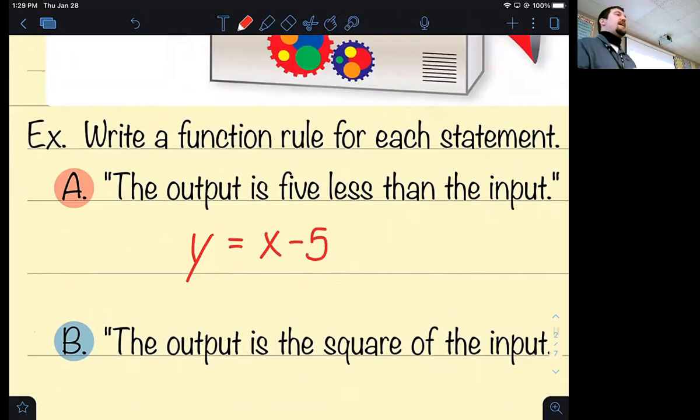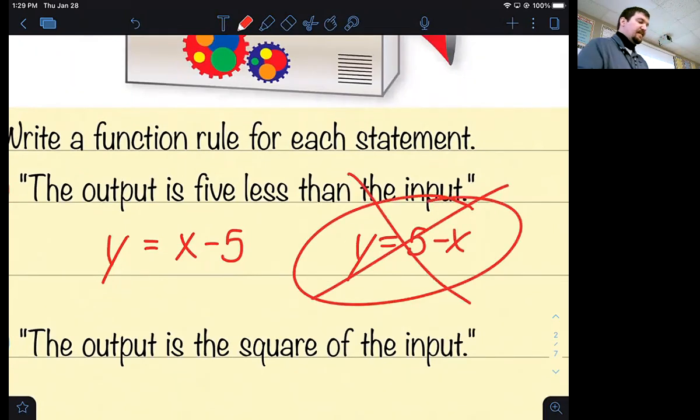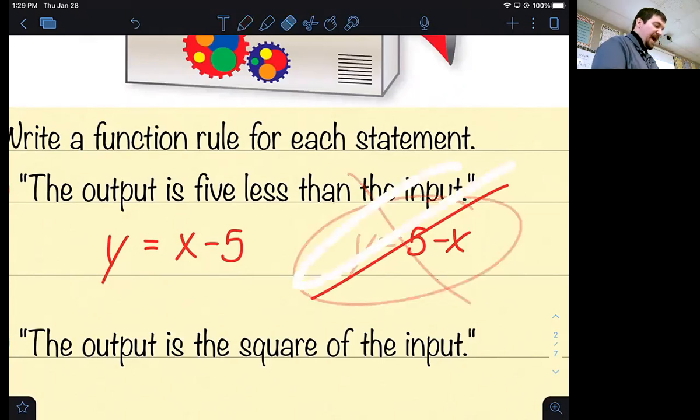That is very different from writing this. And that's wrong. That means you're taking x away from 5. It didn't say to do that. It said take 5 away from x, 5 less from x. So the way that I write subtraction matters.